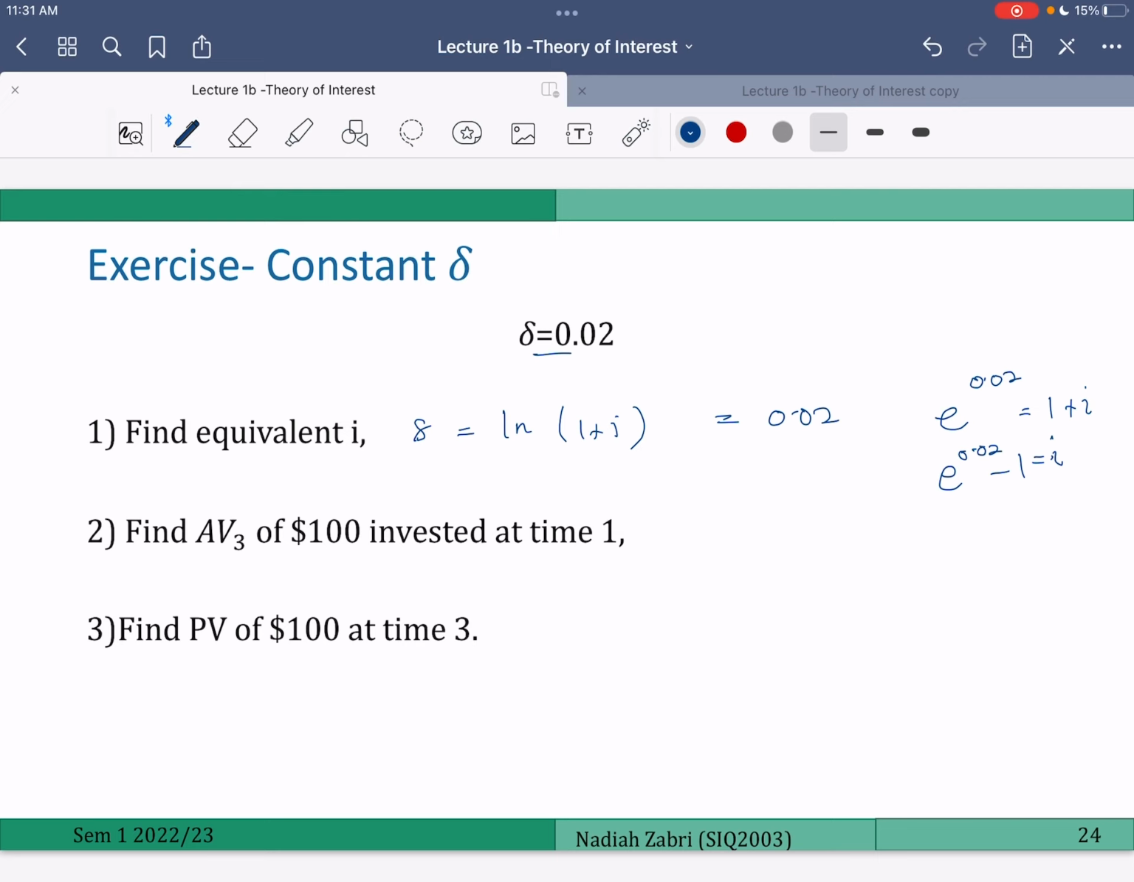Find the accumulated value if 100 is invested at time 1. So invested at time 1, but we want to find the accumulated value at time 3. So the investment is 100. So we need to find 100 times A(1,3). What we know is the fixed interest rate, so we do e to the power of delta t. What is t here? t is the gap between this period. Within this period, there are 2 years. So the t is 2.